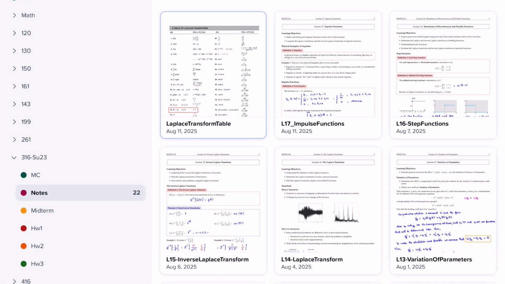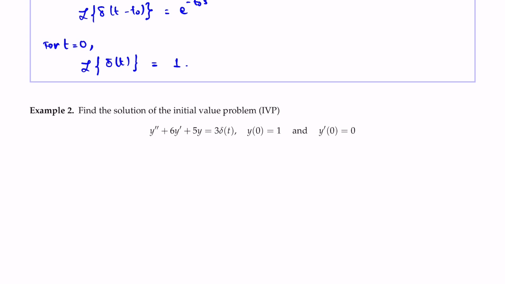Okay, so let's do some examples on this. You want to find the solution of the initial value problem. The setup is y double prime plus 6y prime plus 5y equal to 3 times delta t. The initial conditions are y of 0 equal to 1 and y prime of 0 equal to 0. When y of 0 equals 1, you can think of that as the location, initially 1 unit from the origin. And y prime of 0 equal to 0 you can think of as the initial velocity being equal to 0.